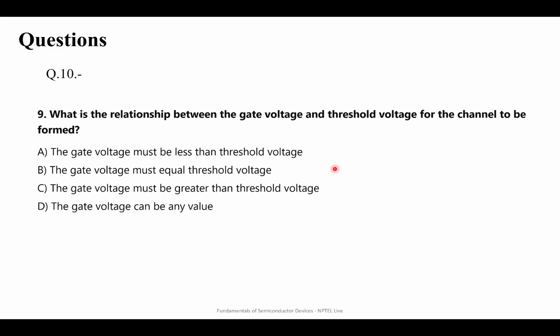Answer can be both, sir, equal and greater than. Equal will be the least condition. Yeah, so the main answer would be it should be greater than threshold voltage. Okay, sir. Equal, you might or might not have.